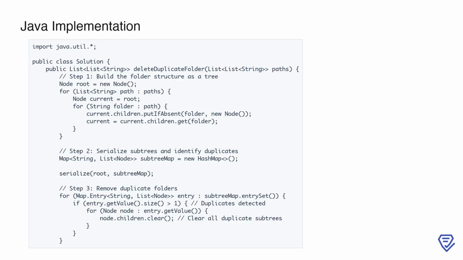These serialized strings are stored in a map called subtree map, where the key is the serialized string, and the value is a list of nodes with the same structure. This allows us to identify duplicate subtrees efficiently.